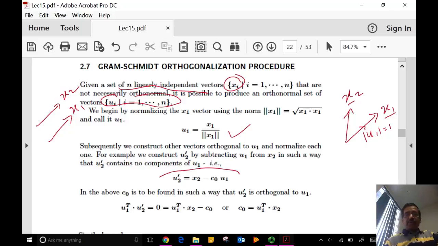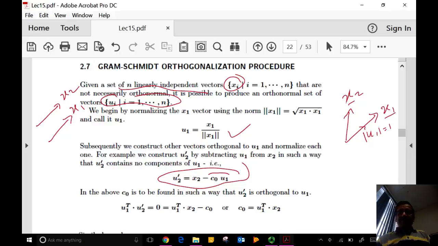The next step is what you need to understand. What am I saying here? I'm saying I'm going to construct a new vector u2 prime, which is x2 minus a factor multiplied by u1. That is, I'm going to take a portion of the vector along the x1 direction, u1. So u1 is in the same direction as x1, right? But I need to take enough of that so that when I subtract it, what I'm left with is perpendicular to that.